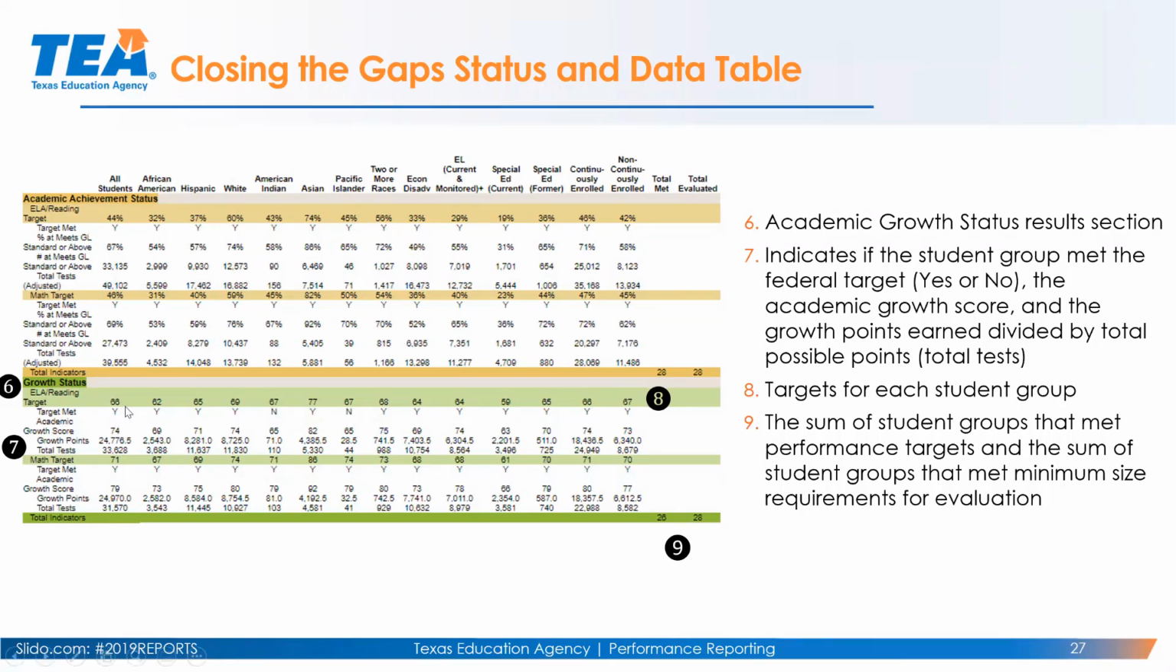The target was 66%. I have a Y, meaning yes, I met the target for all students for reading. How did I do that? I had a growth score of 74, which comes from my numerator and denominator. My denominator is my total tests with the growth measure for all students in reading. My numerator would be those that met or exceeded their progress or maintained proficiency, based on the data table that I just reviewed for student growth. Numerator over denominator in this case gets me a 74. The target for all students in reading is 66. Did they meet the target or above?